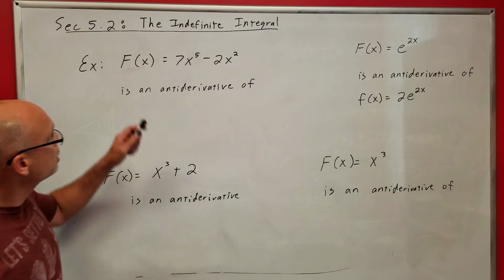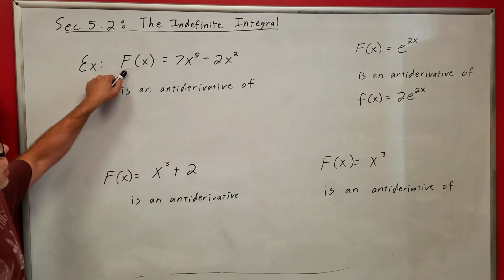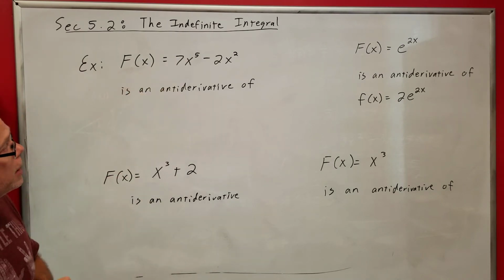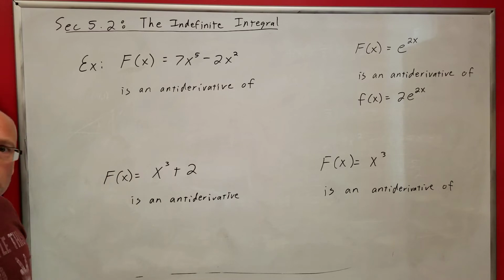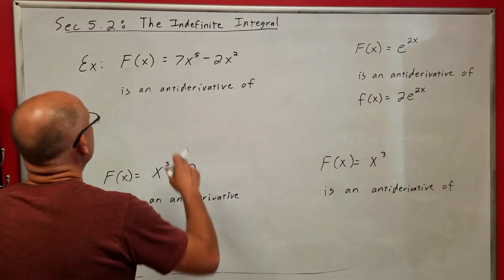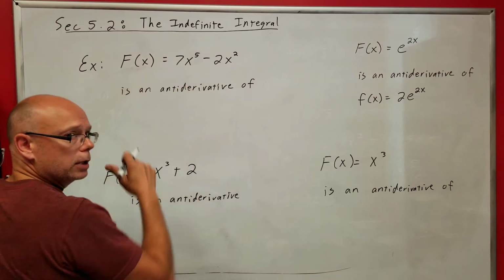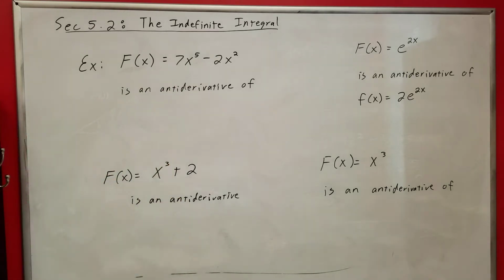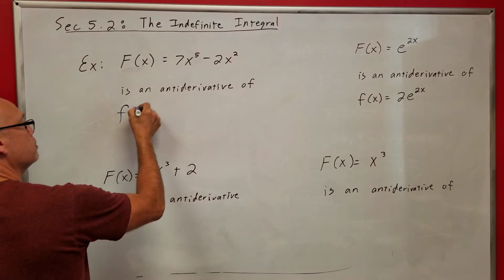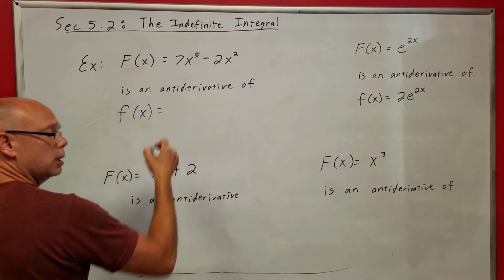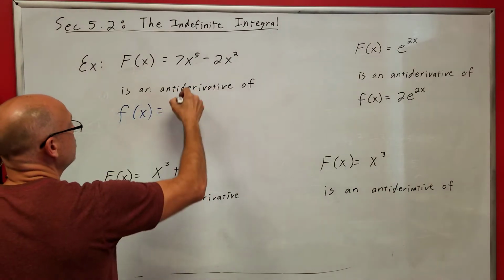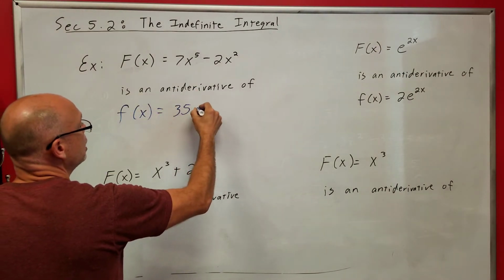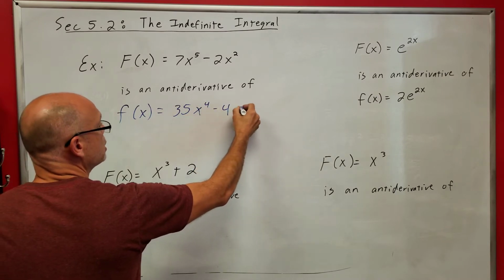All right, let's look at this function. Capital F of x is equal to 7x to the fifth minus 2x squared. If you were to take the derivative of this, instead of f prime, I'm just going to call it lowercase f of x. What would that be? 35x to the fourth minus 4x.